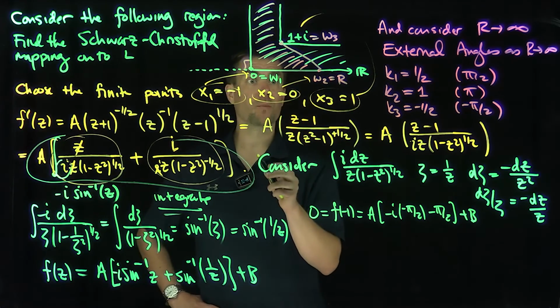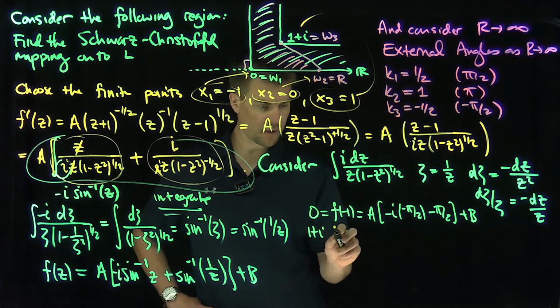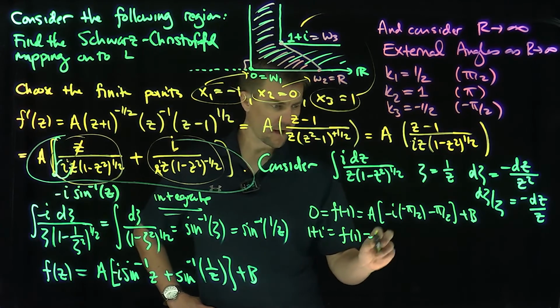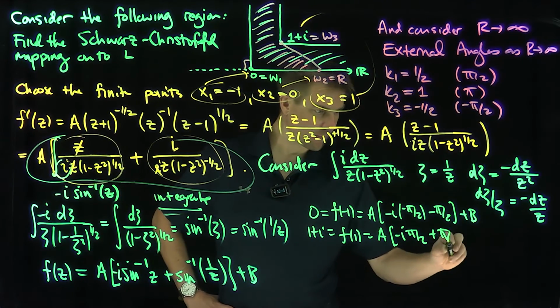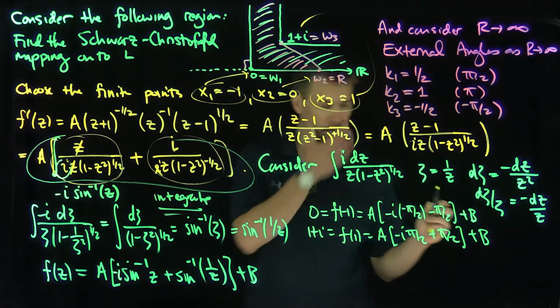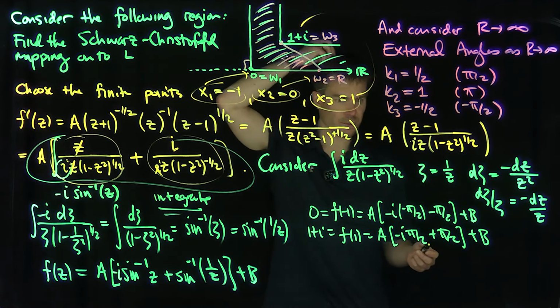And then when I plug in 1, I get 1 plus i. 1 plus i is f of 1. And that's going to be a times negative i times pi over 2, plus pi over 2, plus b, right? Good. And so let's solve these equations for a and b. How do I solve these equations for a and b?